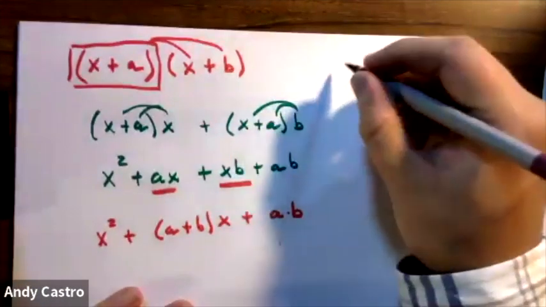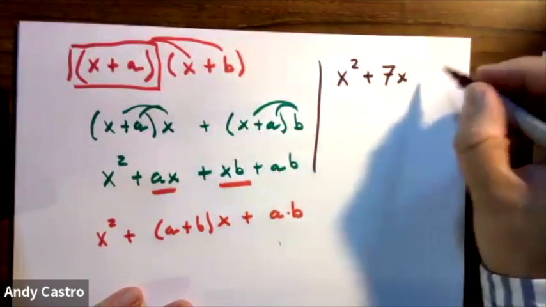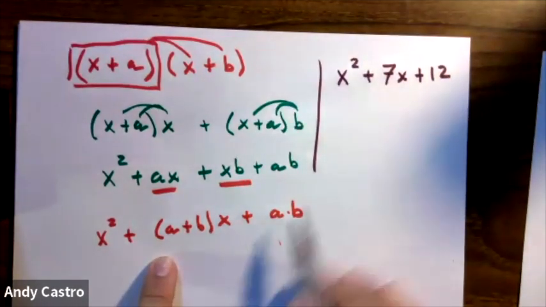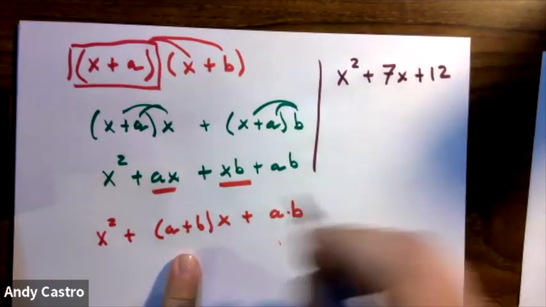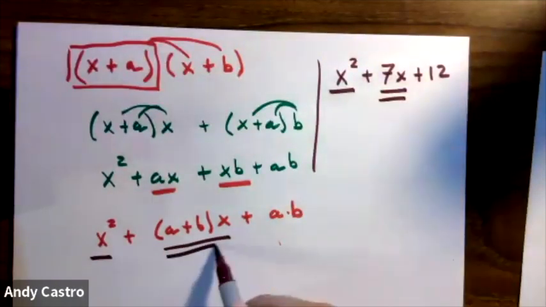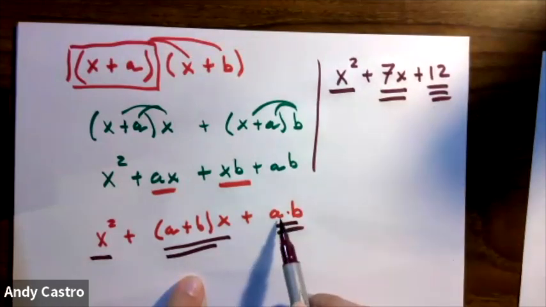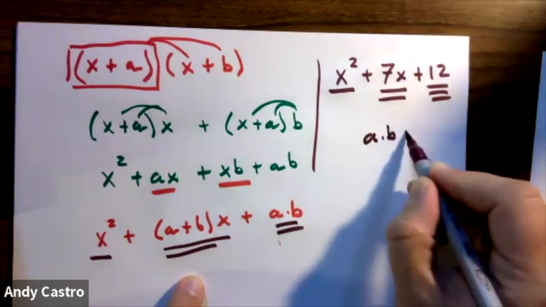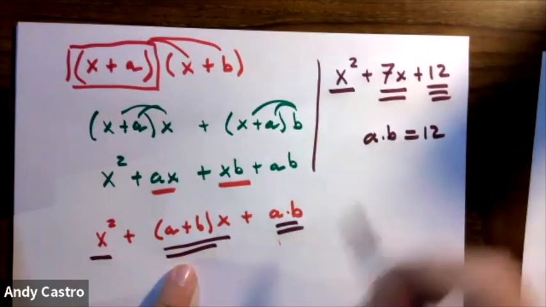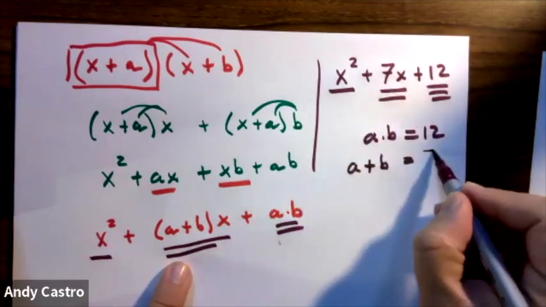So let me bring up our problem that we were looking at. That was x squared plus 7x plus 12. Now, if we look here, this is the same thing as this. So we see x squared here and here. We see x here, and then we see this here. So what we're looking for is an a and a b, an a times b, such that it equals 12. And then we're looking for an a plus b, such that it equals 7.